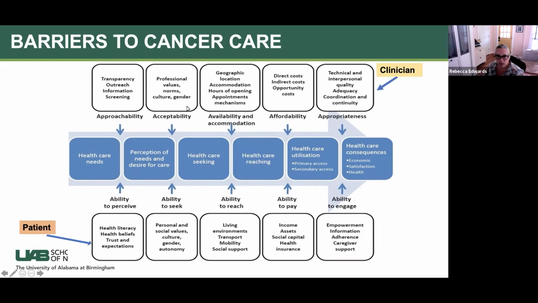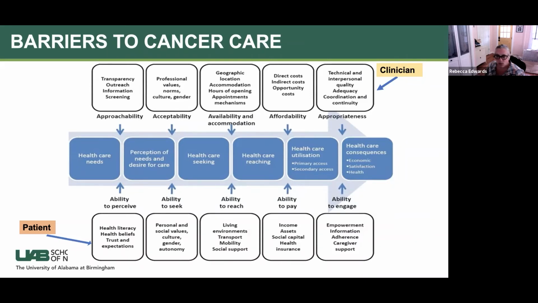Do people need accommodations? Are there different hours of opening that would be meaningful or limiting to patients and families? How can they get their appointments scheduled? So you don't want delays in appointments if a patient is dealing with a cancer. So you want to be available and accommodating.